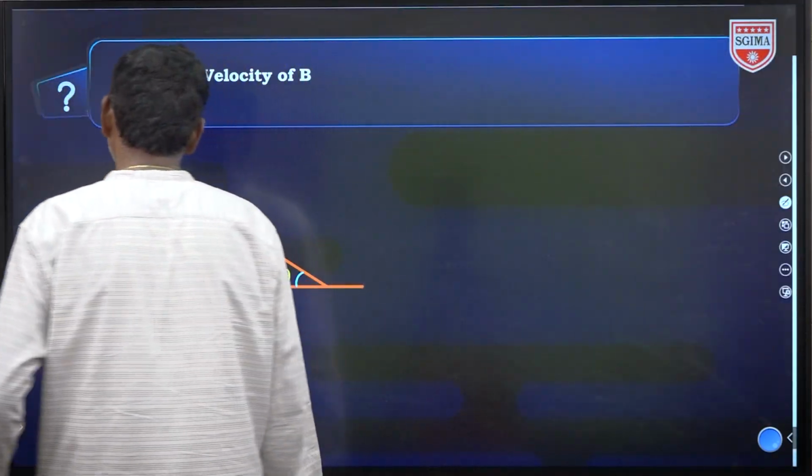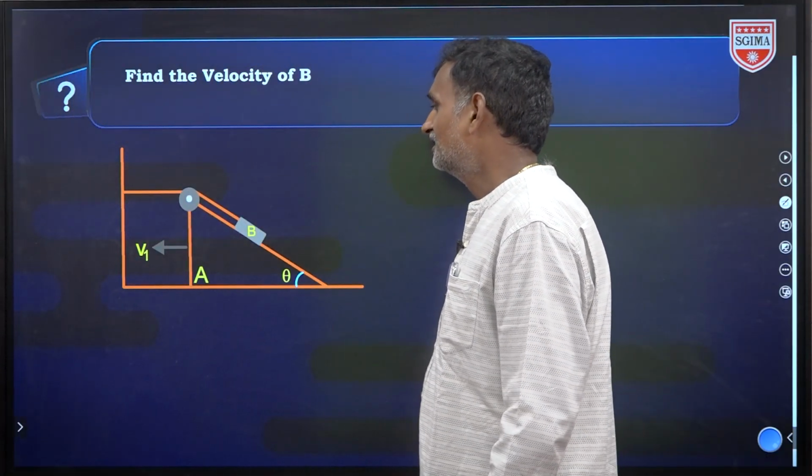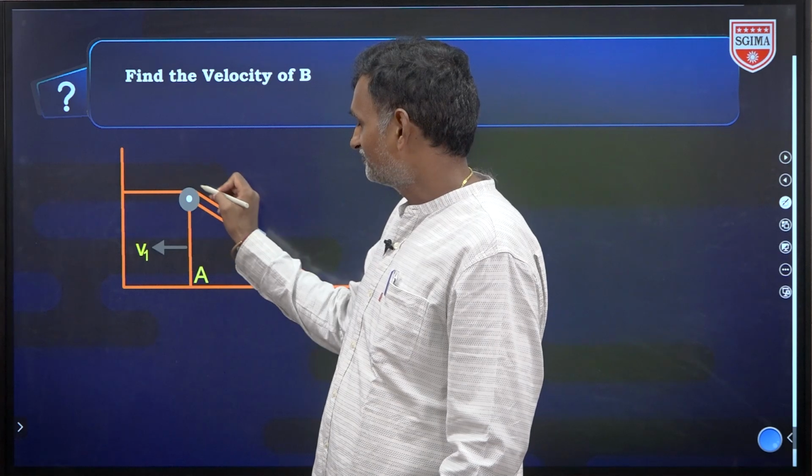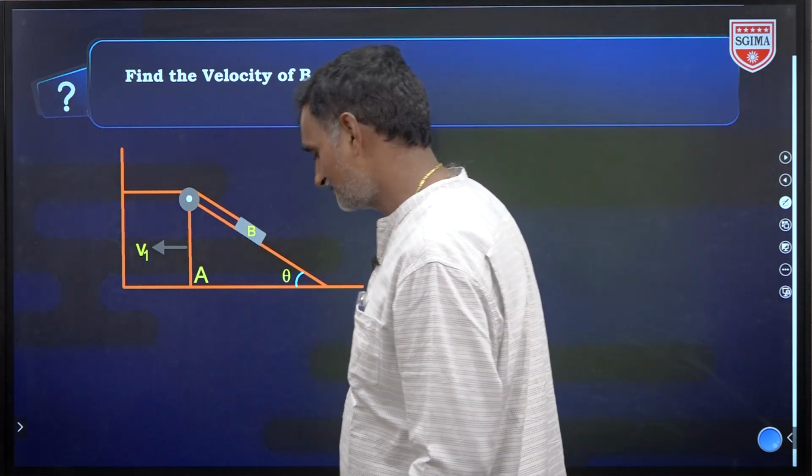Okay? So next, here one more point, they are asking to find the velocity of B. Here, with what velocity will it go upward? We need to find that, right? Let us see.